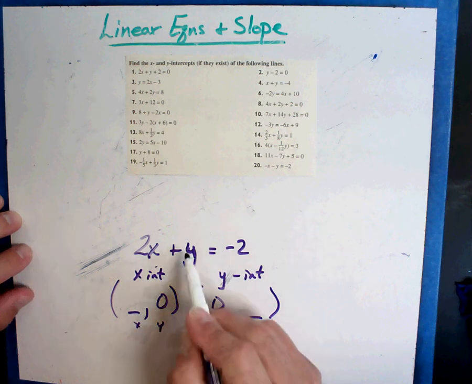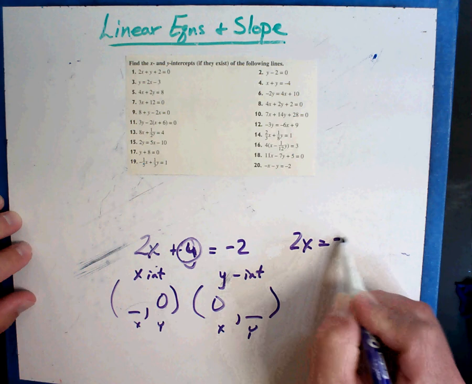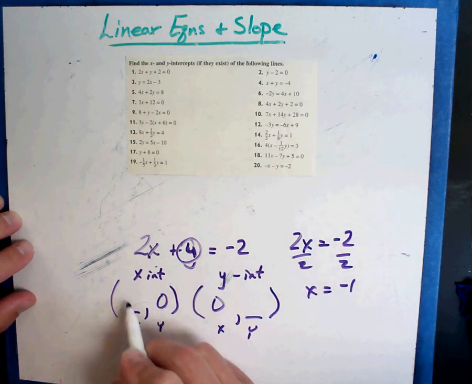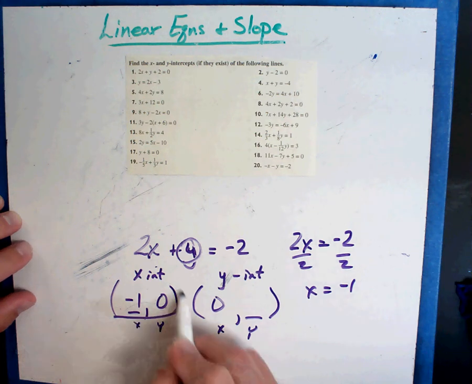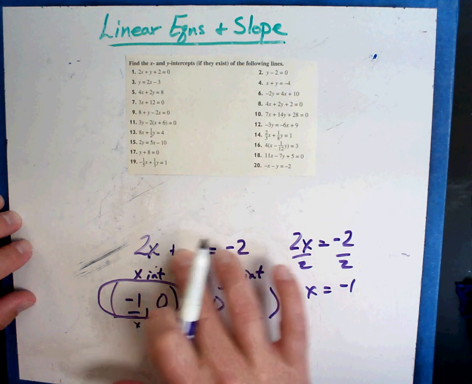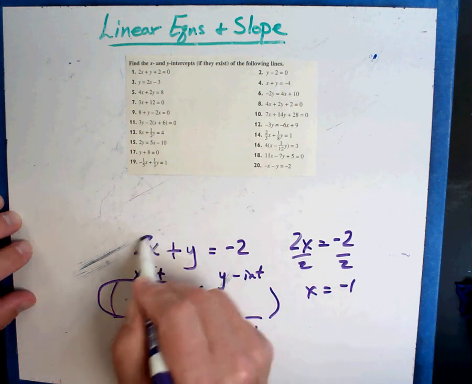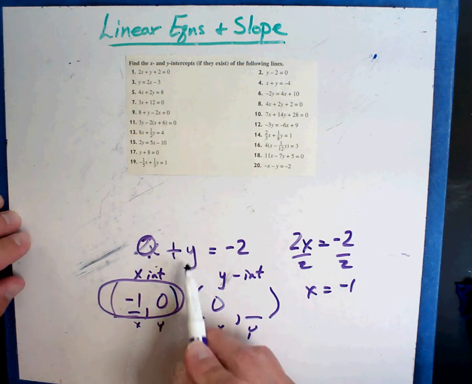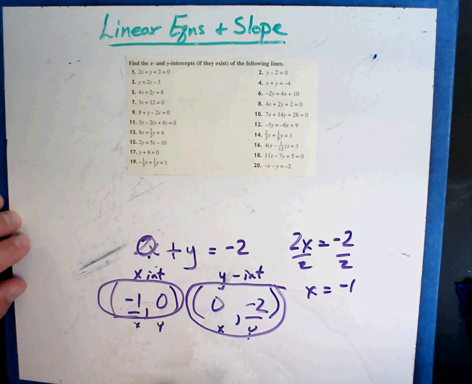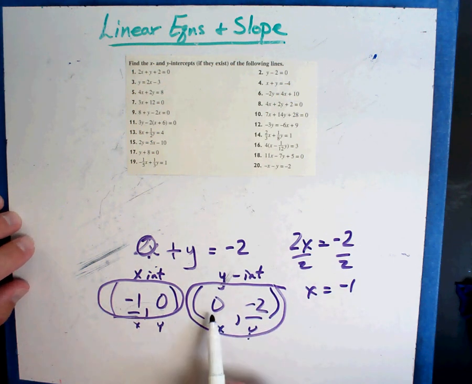If y is 0, then all I have left is 2x equals minus 2. Divide by 2, x equals minus 1. There's my x-intercept. If I want to get the other one, I put my equation back real quick, then x is 0. So 2 times 0 is 0, so y equals minus 2. I didn't have to do very much on that. There's my y-intercept. So my x-intercept is (-1, 0), and my y-intercept is (0, -2).